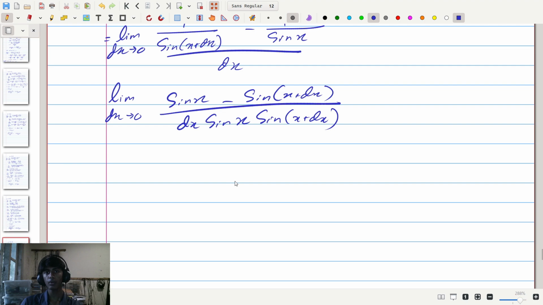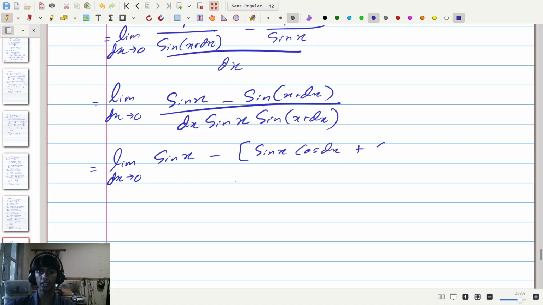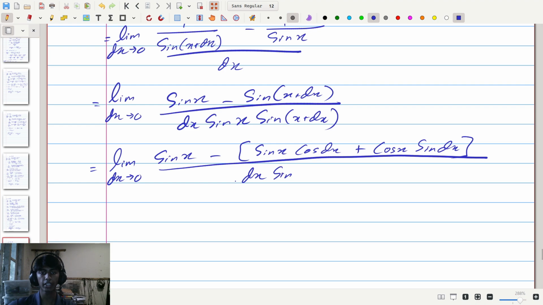Now here we're going to strategically expand not both of these sine of x plus dx's but only one. We're going to expand the one on the numerator. Expanding the one on the numerator, we have the limit as dx approaches 0 of the sine of x minus, and in brackets here we need to put all of this. The sine of x plus dx is the sine of x times the cosine of dx, and then plus the cosine of x times the sine of dx. So here we have this, and then the whole thing again divided by dx times sine x times sine of x plus dx.